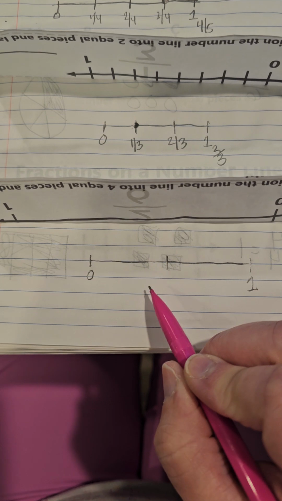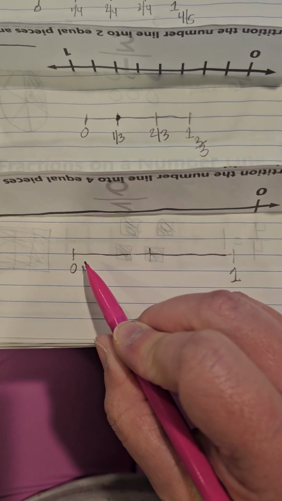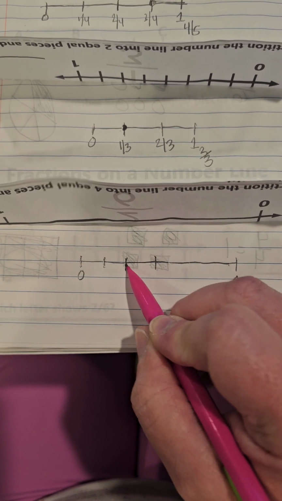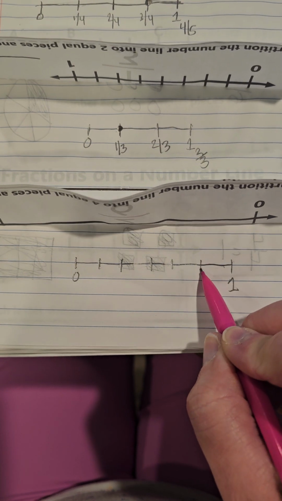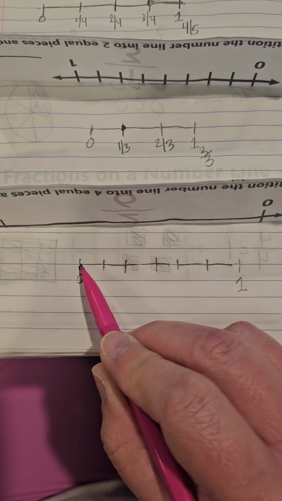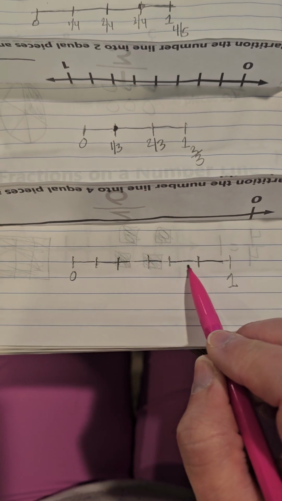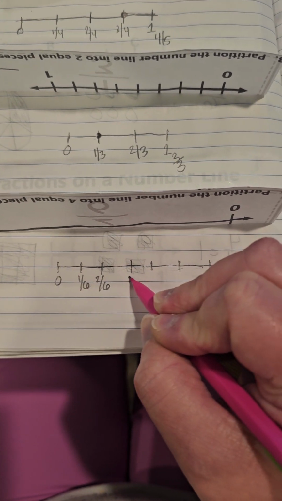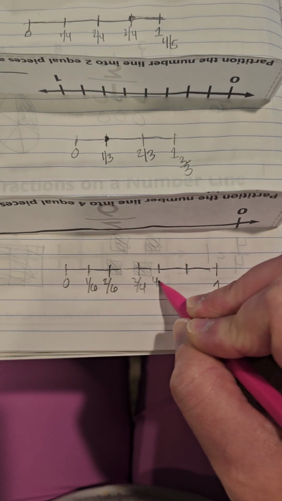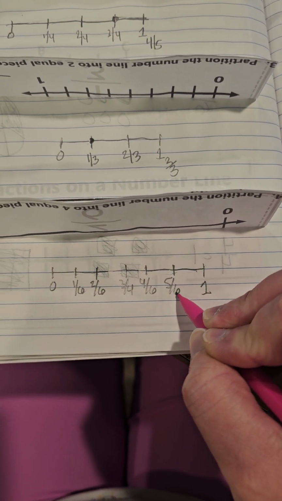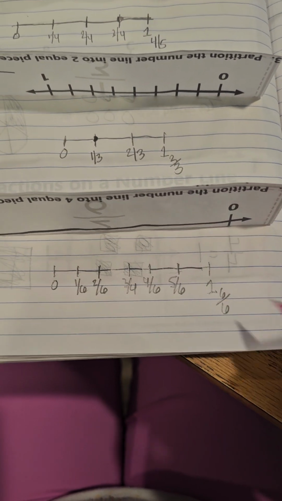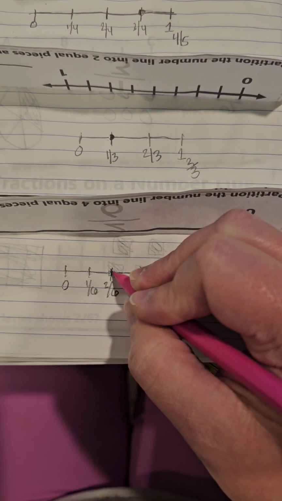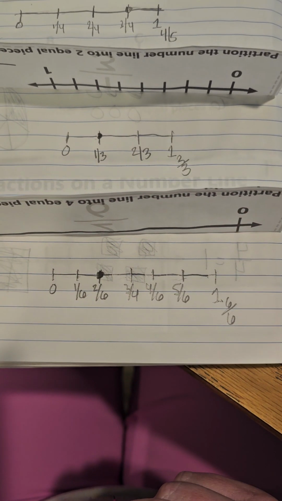Now we have 2. And then knowing that 3 plus 3 is 6, these are thirds. So now I have 1, 2, 3, 4, 5, 6. Label all your tick marks. And it wants you to plot 2/6. Put a big dot on that tick mark.